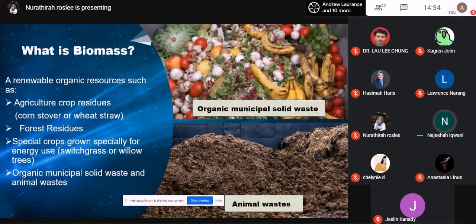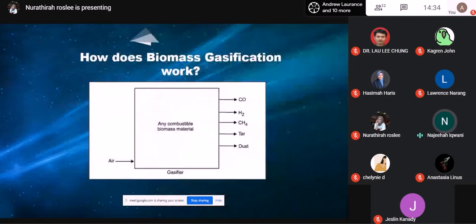Since any biomass material can undergo gasification, this is much more attractive compared to ethanol production or biogas, where only selected material can produce fuel.